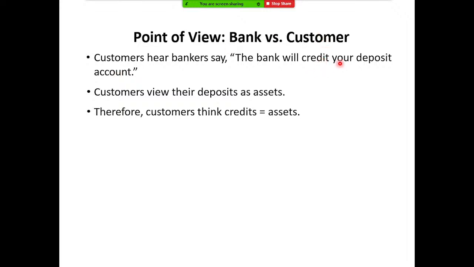So the banker says the bank will credit your deposit account. Customers view their deposits as assets. From the customer's or depositor's point of view, it is an asset. So therefore the customer thinks credit equals assets.